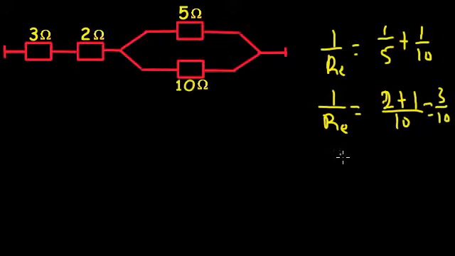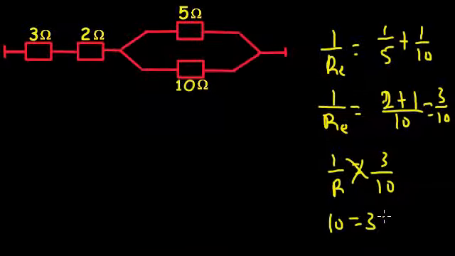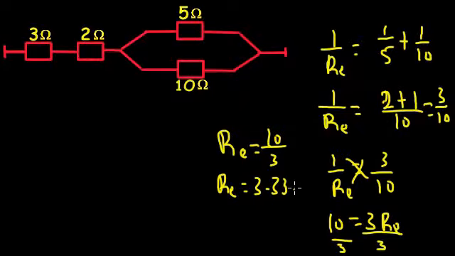Now we have 1 over R equals 3 over 10. By cross multiplying, we have 10 equals 3 R sub E. Dividing through by 3, we have R sub E equal to 10 over 3. And 10 over 3 is 3.33 repeating, so let's just use 3.33.